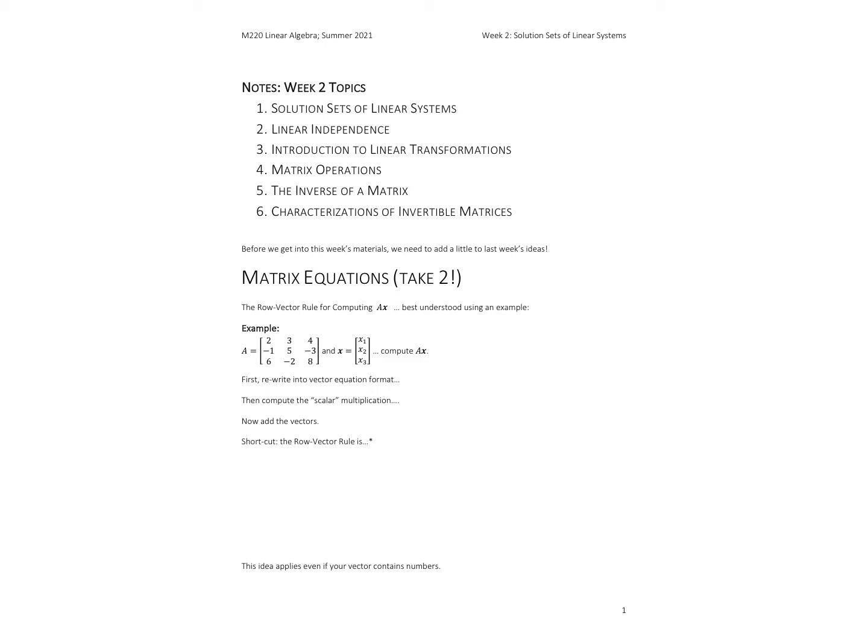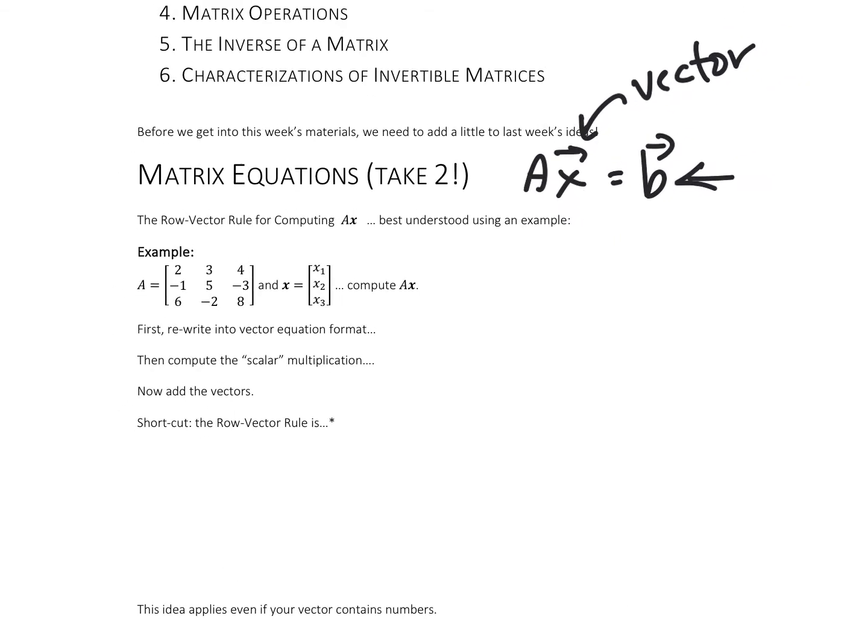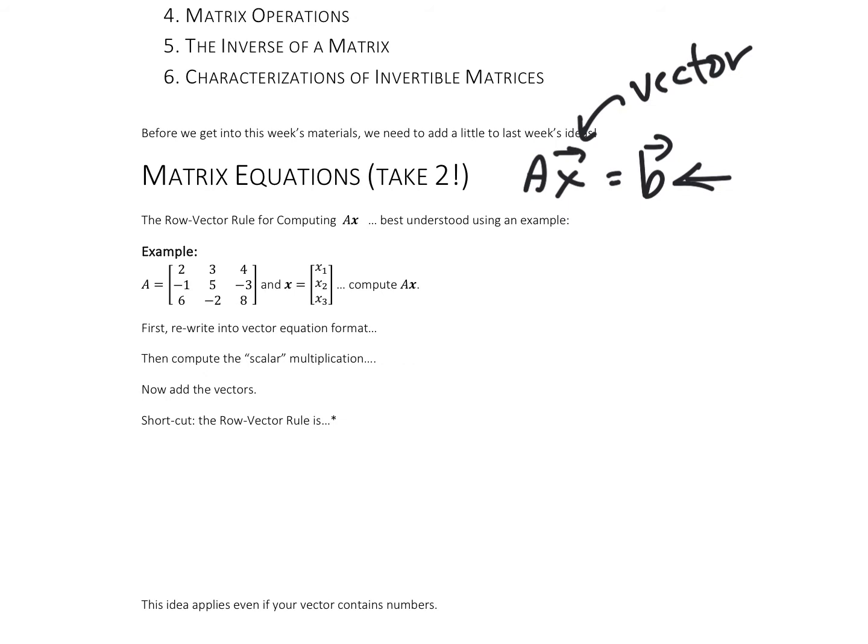So last week we talked about matrix equations, and those were equations of the form AX equals B, right? So X represented our solution vector or our variable vector. This is just some other vector that it's equal to. We'll talk a little bit more about ways to define that today. But what we didn't talk about is how to actually compute this.